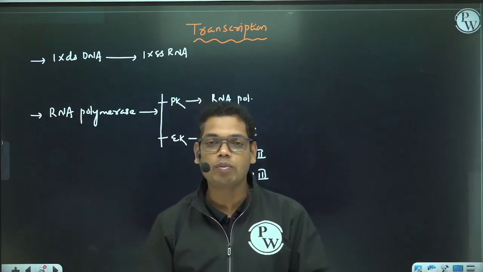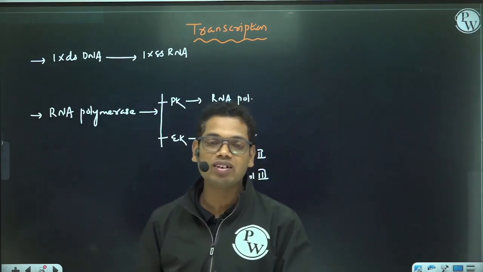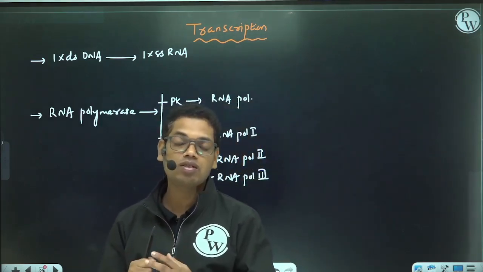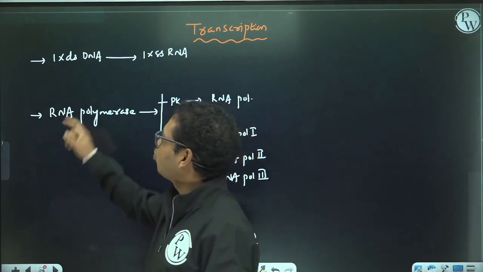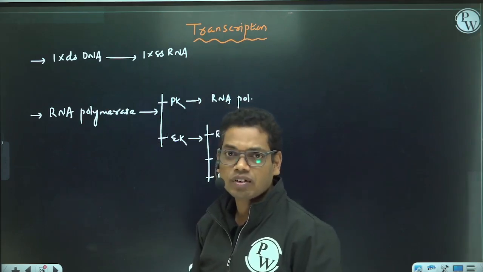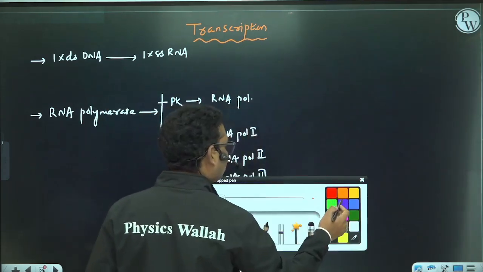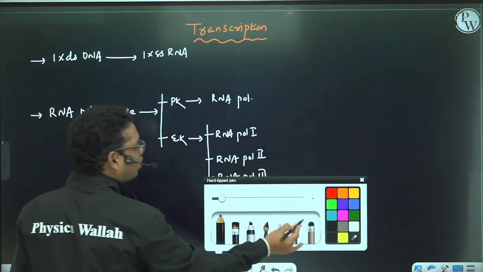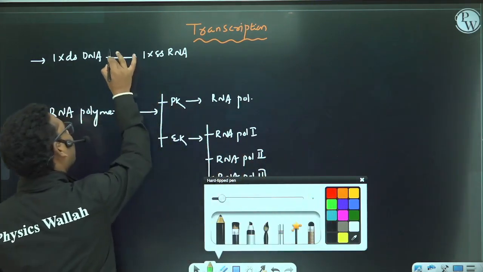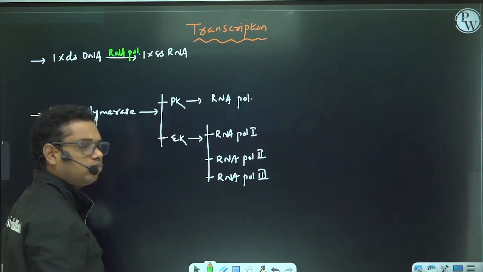Okay, then let's talk about the transcription process. What do you understand by transcription? This is a process in which one double-stranded DNA produces one single-stranded RNA. In this process, the enzyme involved is RNA polymerase.